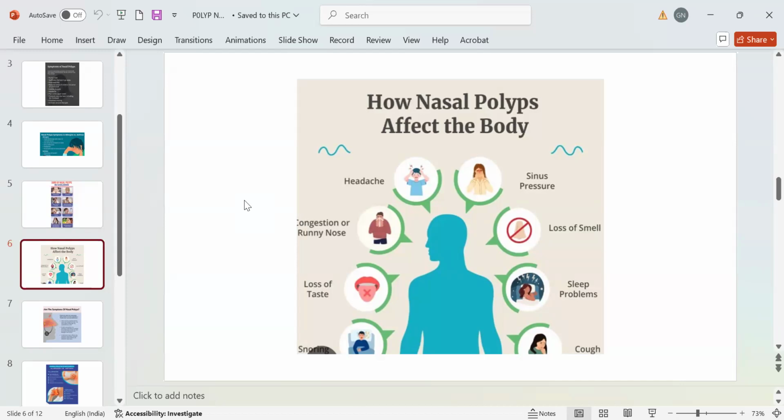Now, the complications of nasal polyposis. There are serious complications also. If it is not treated, abscess formation, osteomyelitis, meningitis. The bones surrounding the nose, the nasal bone, can get infected. That will cause osteomyelitis of the nasal bone. Then abscess formation. Meningitis, because the nose is connected to the sinus, which is connected to the brain and meninges. So if it is left untreated, it will reach from nose to sinus, then meninges, brain.